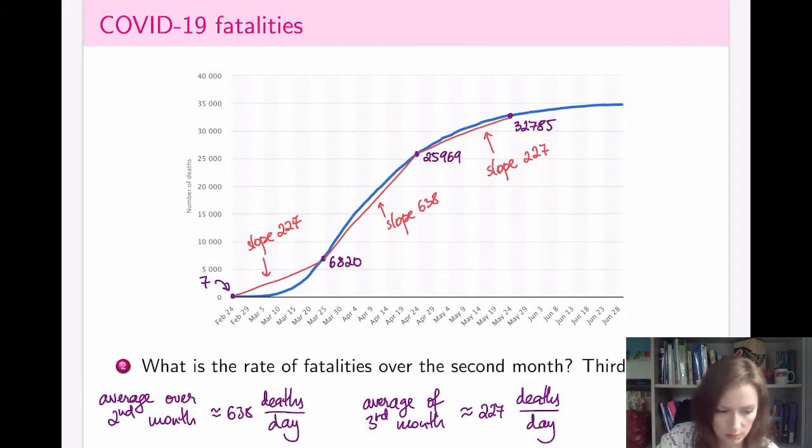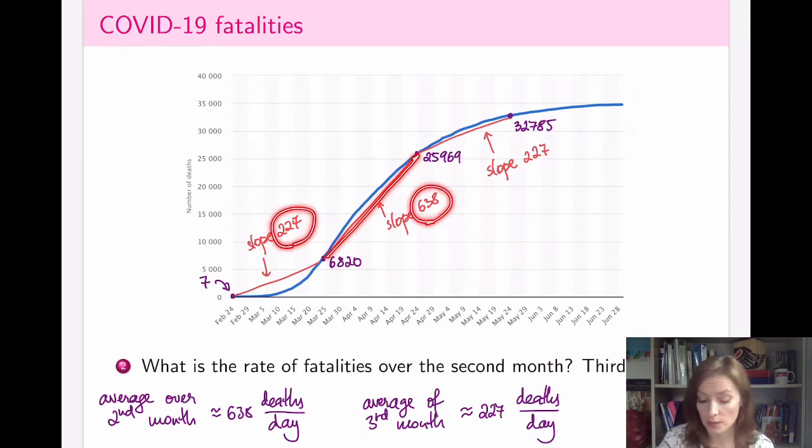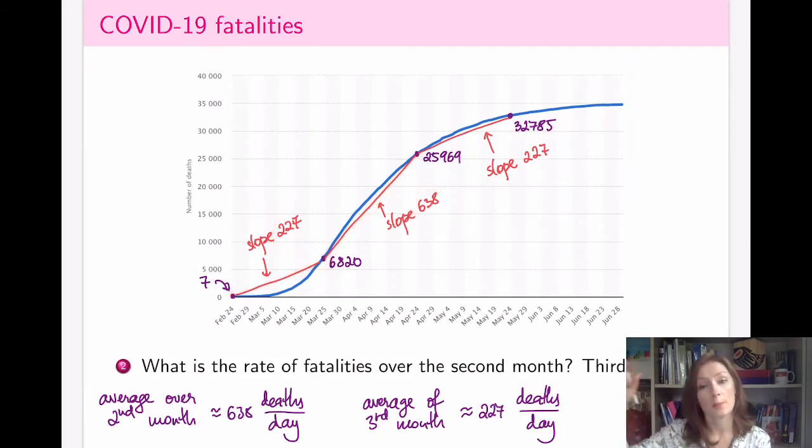And then finally, the slope of the third month is more shallow again, and my number here is 227 once again. Okay, so once again, these slopes also give us some idea of how fast the disease was spreading, and the numbers should correspond to what the graph looks like, how steep the graph looks, right? So here the slope was 227 and the graph appears fairly shallow. The next slope is 638, so the number is much bigger than the previous one, and the graph appears to be going up much steeper before returning to once again a more shallow 227 slope as opposed to 638.